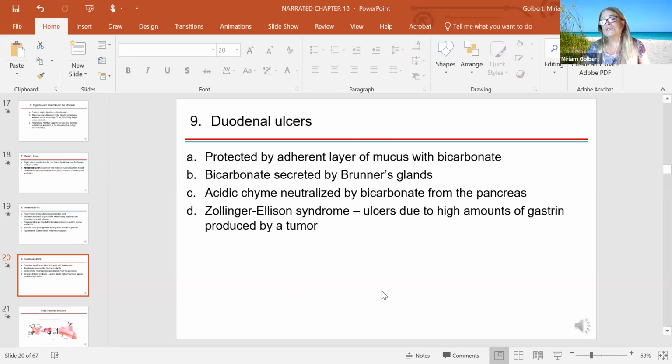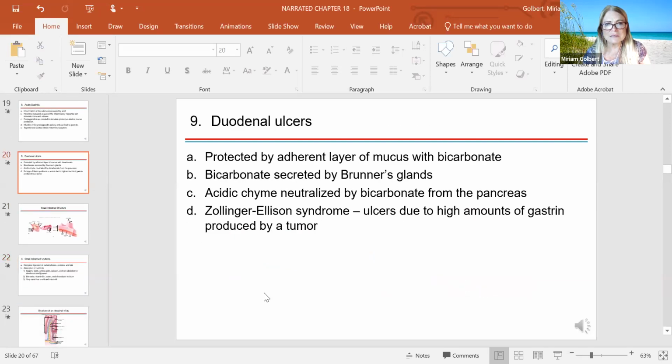There's also duodenal ulcers, and these are the ones in the duodenum, right? And again, we have a protective layer of mucus in the duodenum, and that is very protective because we secrete bicarbonate in the duodenum. And obviously when the chyme comes in from the stomach, which is very acidic, it could cause some erosion of the mucosa of the duodenum.